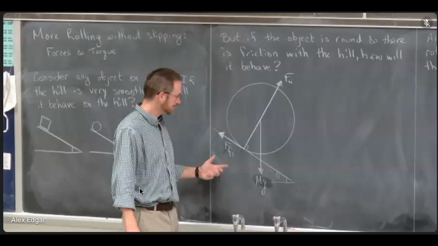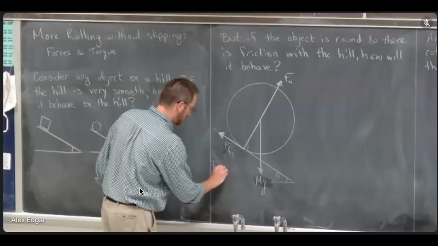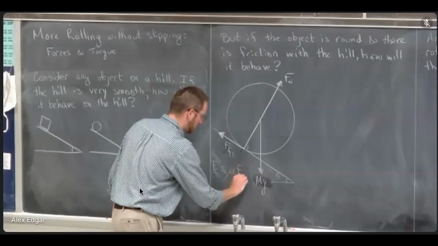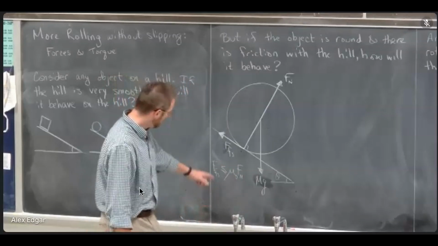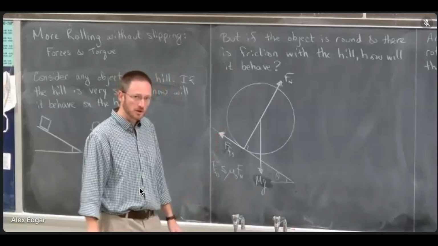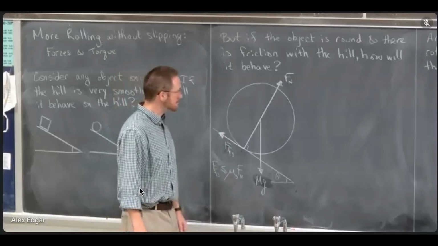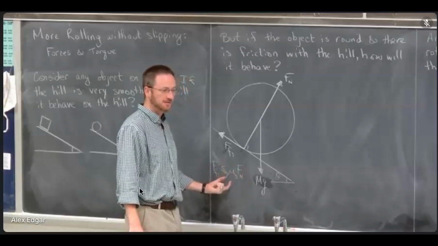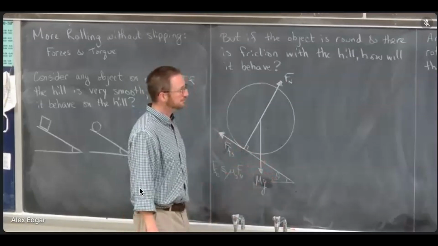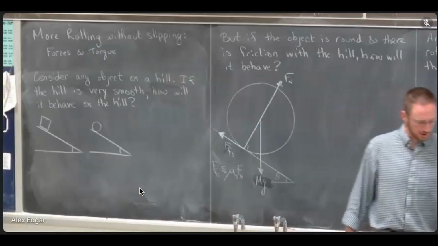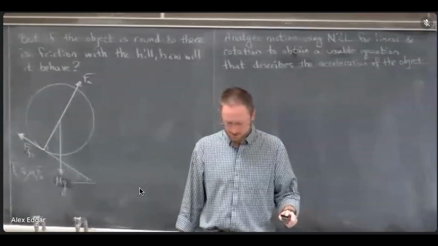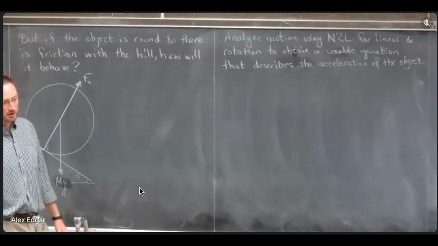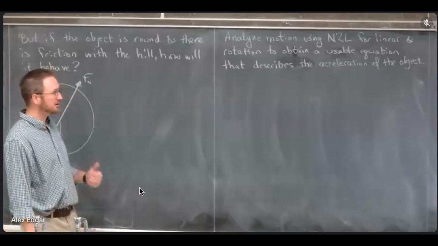And we need to remember that for static friction, that is always going to be less than or equal to mu times Fn. That less than makes this situation kind of annoying to analyze using forces. Because we can't just substitute mu times mg cosine theta here like we can for any other object that is actually sliding down the hill. So we're going to have to analyze this motion a little more carefully using both Newton's second law for linear and for rotation, and our goal is to obtain a usable equation for the linear acceleration of the object.